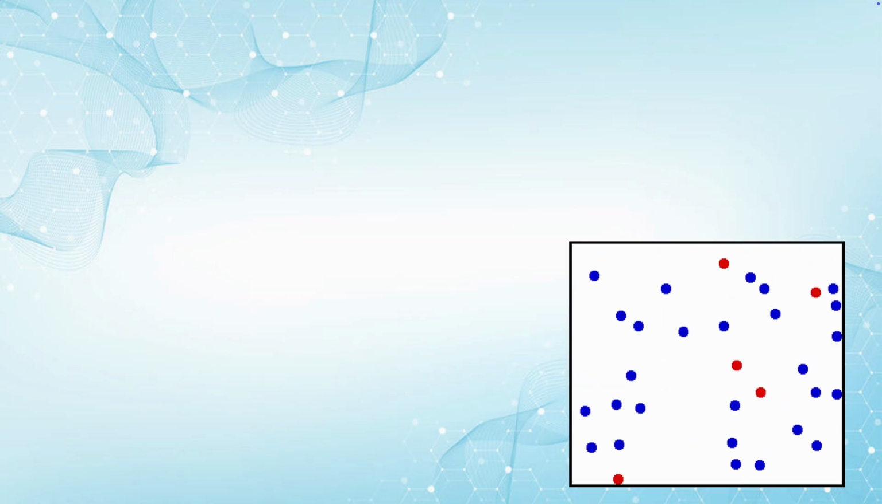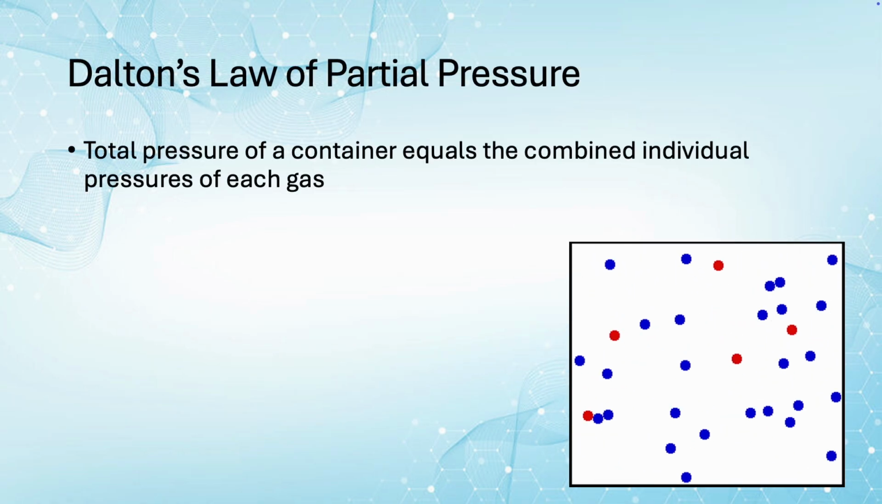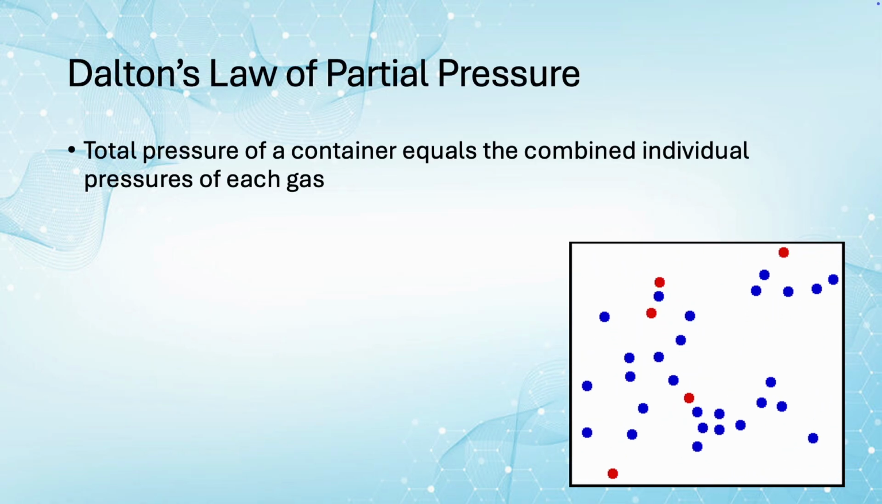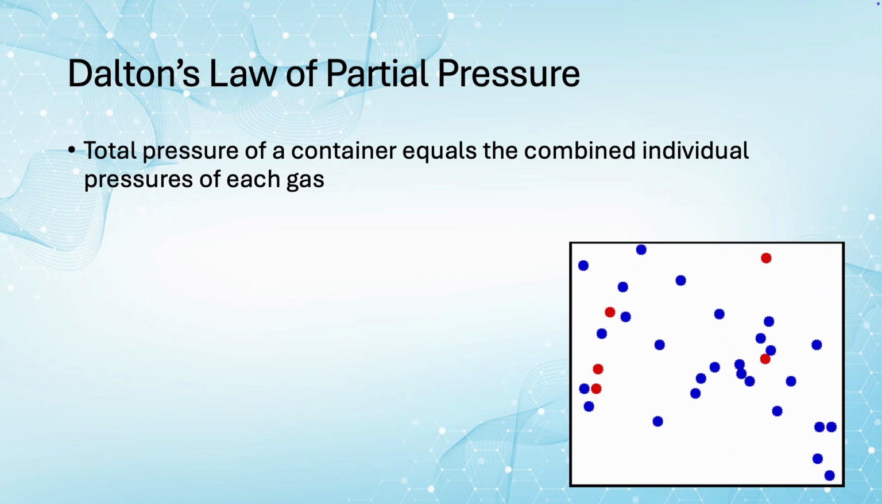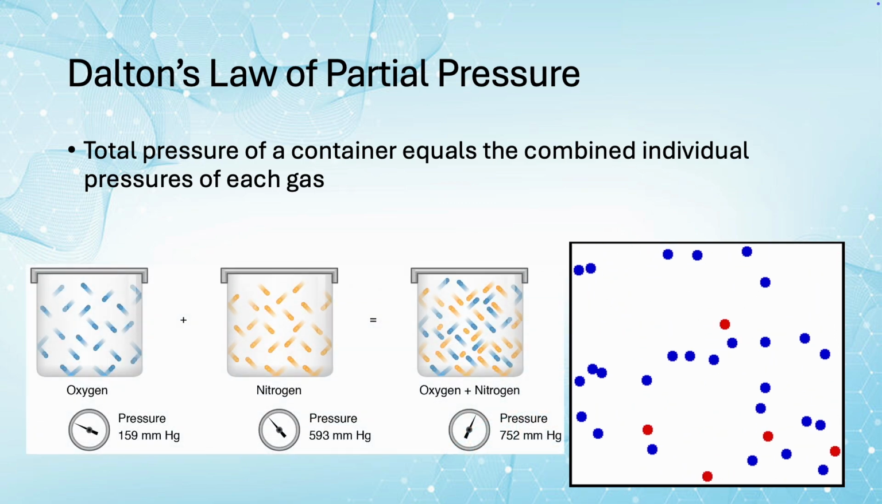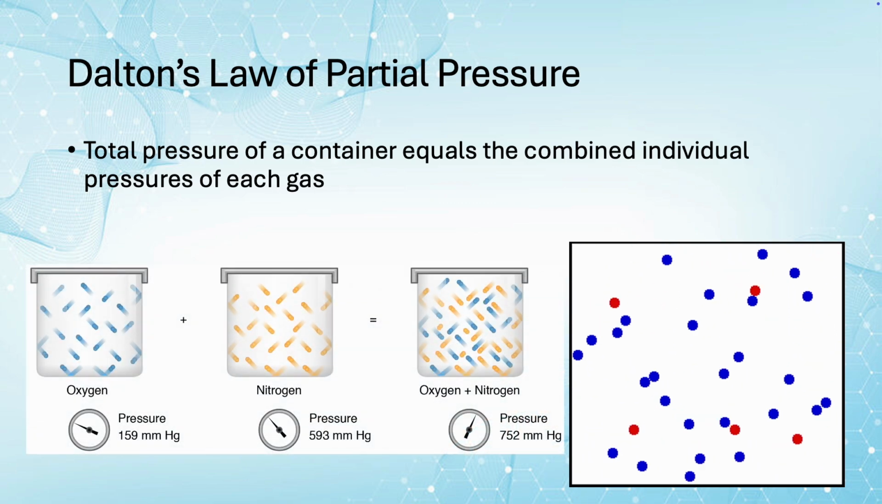One other law we can consider refers to how the pressure can be calculated when we have multiple gases in one container. In the past, we only considered the pressure when one type of gas exists in a sample. But what if we have multiple gases at once, like maybe oxygen and nitrogen? What this guy Dalton figured out is that the total pressure of a container is equal to the combined individual pressures of each gas. This is called Dalton's law of partial pressures, referring to the individual or partial pressures of each gas.